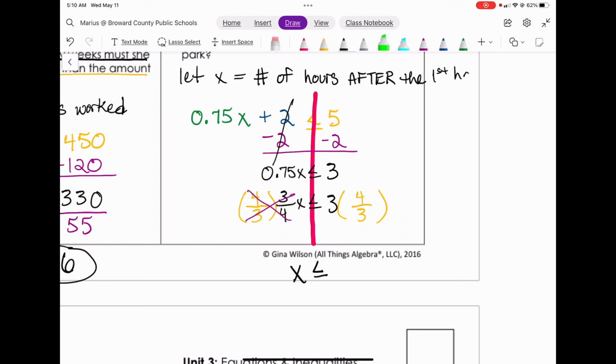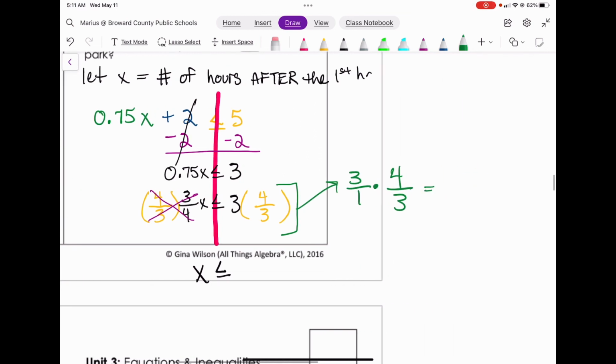Now, for this part here, I'm going to do that off to the side. So this whole part over here, I'm going to show you what that looks like just in case you don't know. You can rewrite the positive 3 as 3/1 times 4/3. That's how it would look. And when you multiply fractions, as you already know, you multiply top times top, bottom times bottom. 3 times 4 is 12, 1 times 3 is 3. And then you evaluate that. 12 divided by 3 equals 4. So we would simply write x is less than or equal to 4.